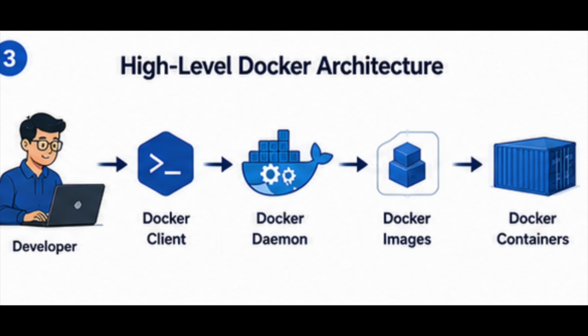This is the high level Docker architecture. There are five important components: developer, Docker client, Docker daemon, Docker images, and Docker containers. These five components work together whenever we execute Docker commands. In next few slides, we will understand each component individually.